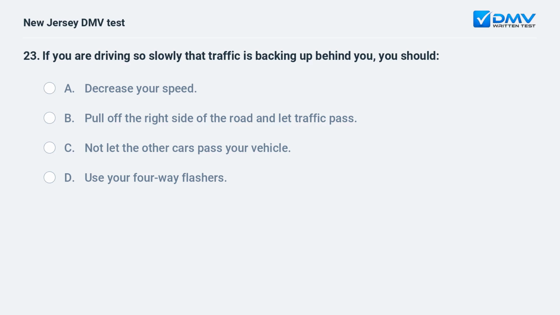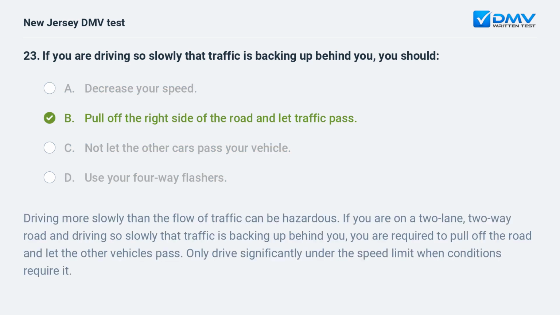If you are driving so slowly that traffic is backing up behind you, you should A. Decrease your speed. B. Pull off the right side of the road and let traffic pass. C. Not let the other cars pass your vehicle. D. Use your four-way flashers. B. Pull off the right side of the road and let traffic pass.